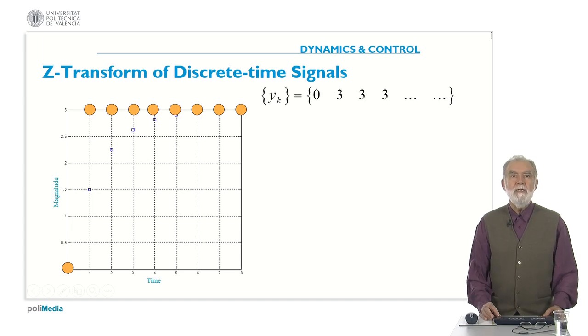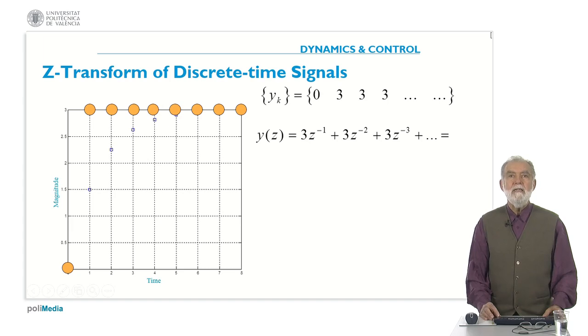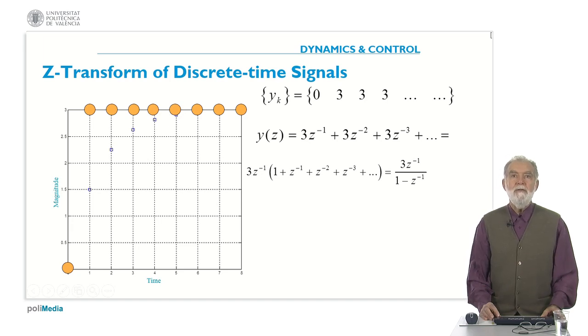So let's consider this example. We have the signal which is, as you can see in the graphic, delayed 1 unit of time and is constant, value 3. So the Z transform is 3, 3, 3, 3, delay minus 1, minus 2, minus 3. So this is the signal. And then you can sum. And the result of this sum is 3 Z minus 1 over 1 minus Z minus 1.